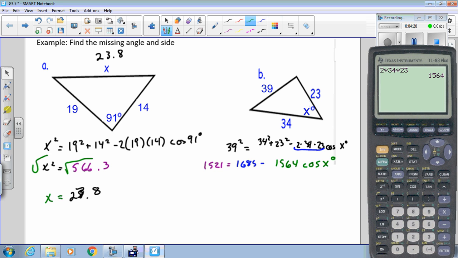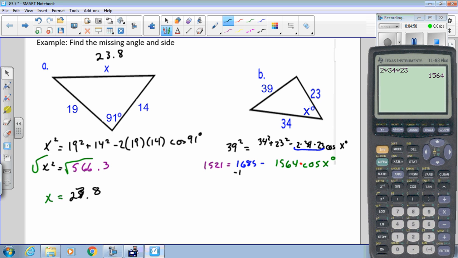Now, most students can get this far. It's here that they struggle. One thing you want to avoid: there's a multiplication here. So you can't do 1685 minus 1564. I know it looks tempting, but don't do that at this point because that would be false. This is a multiplication here. So to solve this, you actually have to solve it like it was an equation.